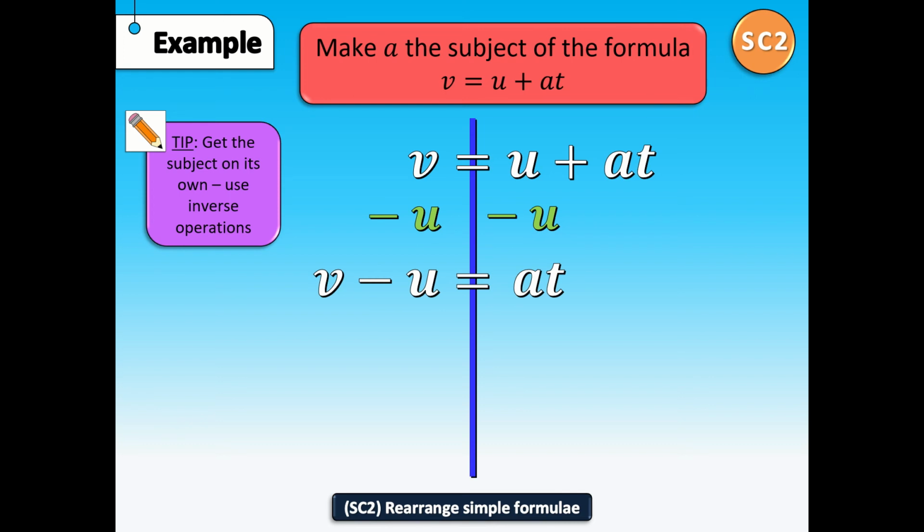Now remember, at means a times by t. So to get rid of the t, we need to divide by t. So we divide both sides by t. Now v minus u divided by t is written as v minus u over t. And what's left on the other side is just a. So we've made A the subject of the formula.